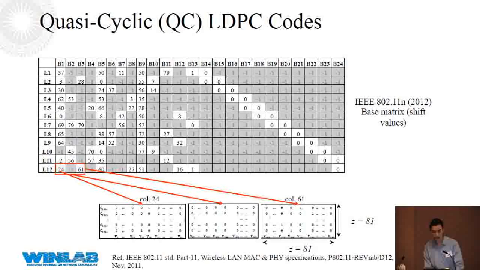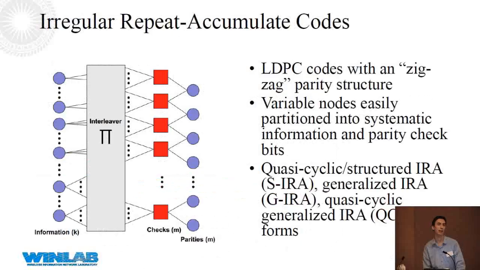Lastly, the code that we're interested in is called an irregular repeat accumulate code. This is basically just an LDPC code that has this additional zigzagging parity structure. And that allows us to partition our information and our parity check bits into two distinct sets on the left and right, as you can see.